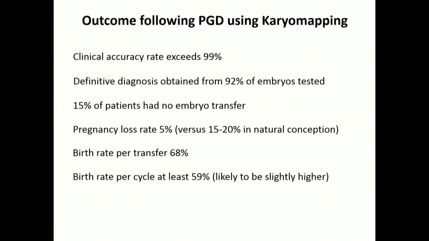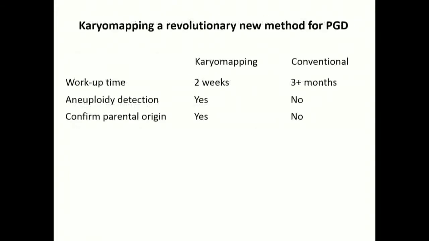So sometimes they may not have got pregnant yet, but they may still get pregnant in the future from frozen embryos. The workup time for carrier mapping is typically a couple of weeks, although we have done workup in just 24 hours before, so that is possible. Compared to a conventional PGD, which would take 2 or 3 months in the quickest labs, could be a year in the slower labs. As I mentioned, you can detect the majority of aneuploidies.